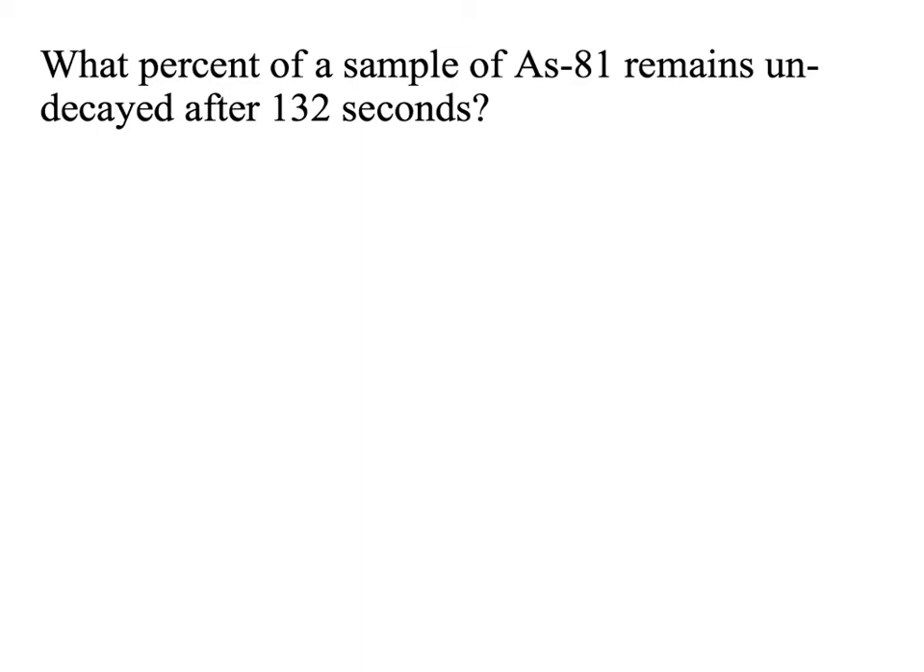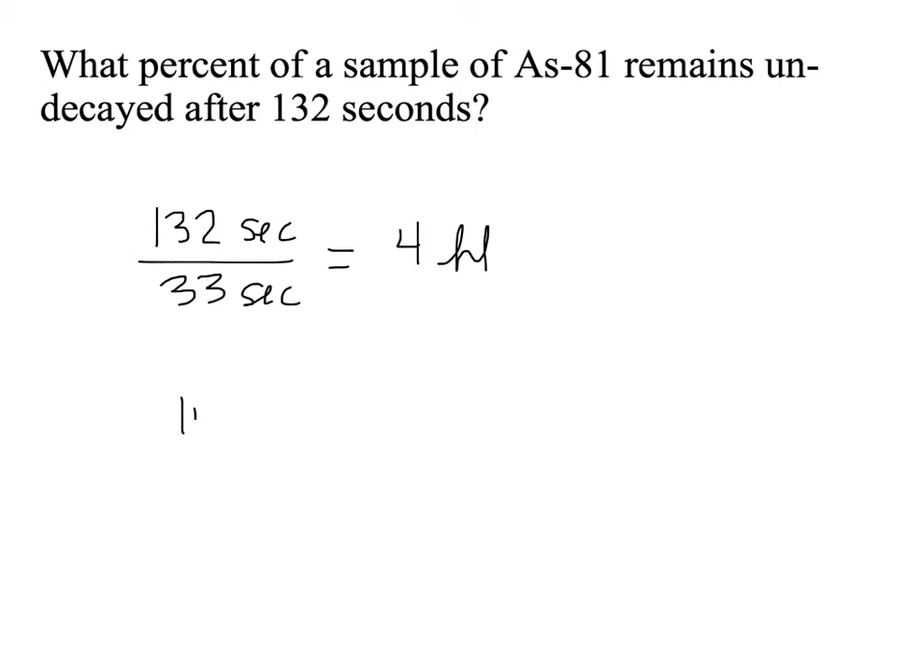Okay, in looking at this problem, I have to determine the percent of the sample that remains. So I'm going to begin with what I know. I have 132 seconds, and the known half-life of arsenic-81 is still 33 seconds. If I divide 132 by 33, I can determine that 4 half-lives have elapsed. Basically, you start out with 100% of the material. I want to know what percentage is left after 4 half-lives.